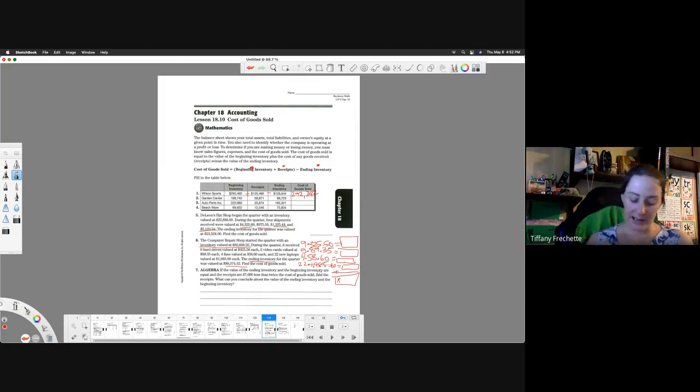All right, let's look at this algebra problem. I'm going to get rid of some of this stuff here so it's out of my way. All right, so if the value of the ending inventory and the beginning inventory are equal, and the receipts are $7,000 less than twice the cost of goods sold, find the receipts. What can you conclude about the value of the ending inventory and the beginning inventory?